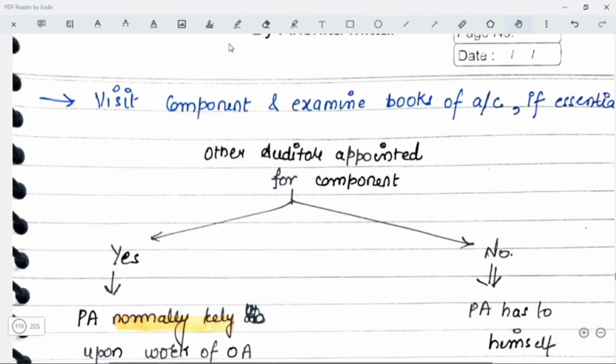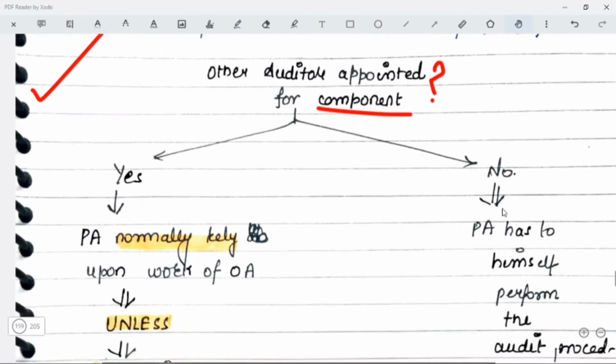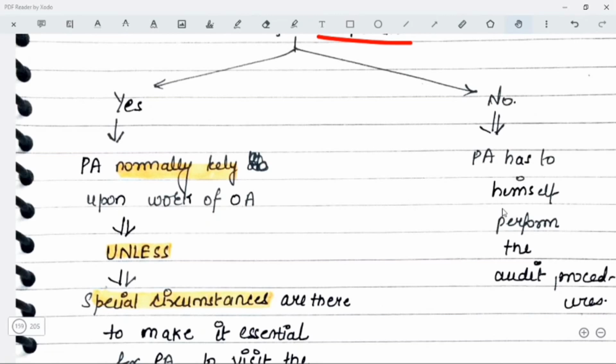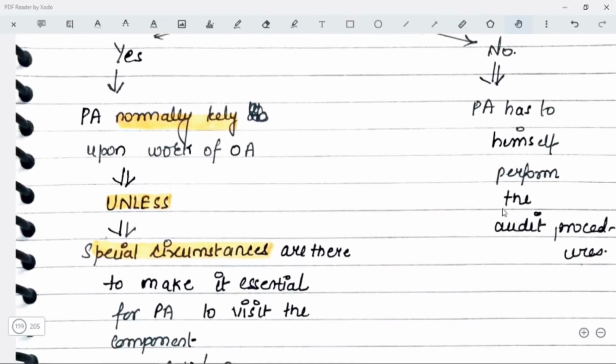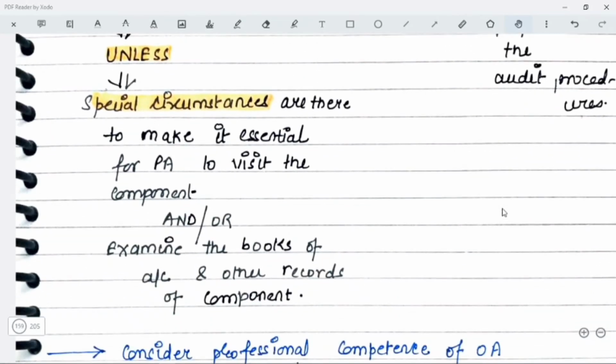Now first is to visit the component and examine the books of accounts if essential. First of all, you have to see whether any other auditor is appointed for the component or not. If not appointed, then the principal auditor will have to perform the audit procedures himself. But if the other auditor is appointed for the component, then the principal auditor will normally rely upon the work conducted by the other auditor, unless special circumstances make it essential for the principal auditor to visit the component and or examine the books of accounts or other records of the component.